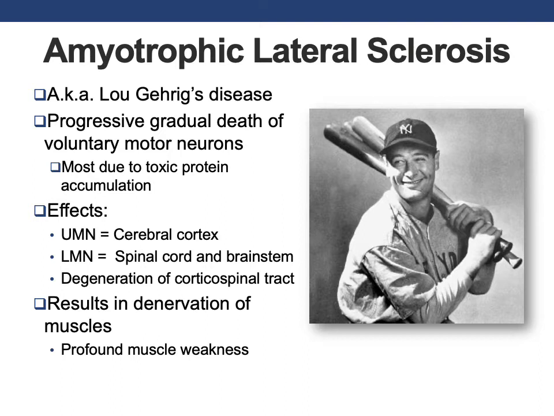ALS affects both upper motor neurons in the cerebral cortex and lower motor neurons in the brain and spinal cord. The condition got its name from the degeneration of the corticospinal tract it causes. ALS results in denervation of muscles, which leads to profound muscle weakness.